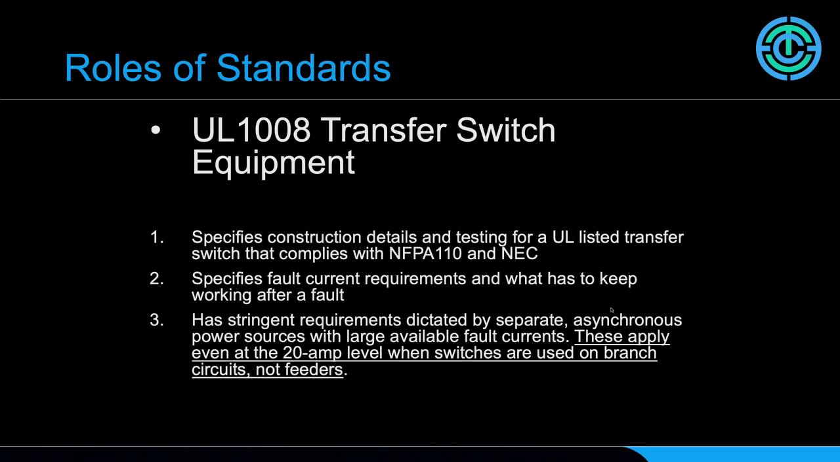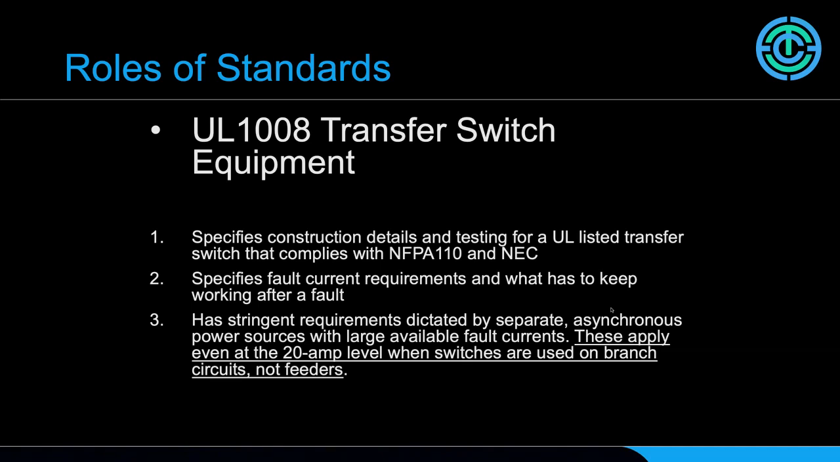The roles of some of these standards. So I'm going to cover just two of them, again, that have to do with mainly power distribution and transfer. And the first one is the UL 1008 transfer switch equipment. And this would be an ETC device called an ELTS2 or an SC 1008, which we'll see in a minute. UL 1008 specifies construction details and testing for a UL listed transfer switch that complies with the NFPA 110 in the National Electrical Code. It specifies fault current requirements and what has to be kept working after a fault.